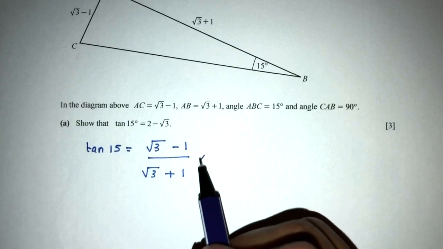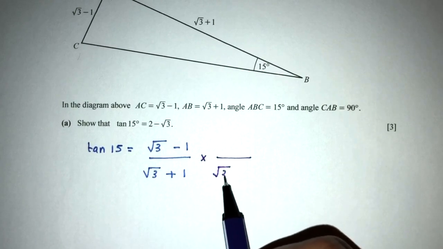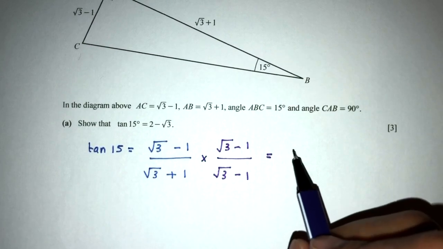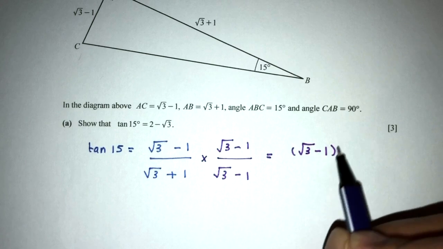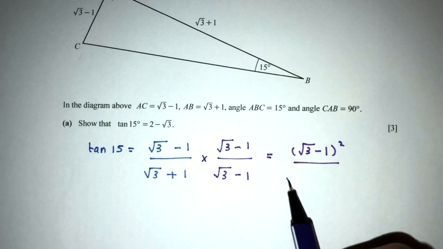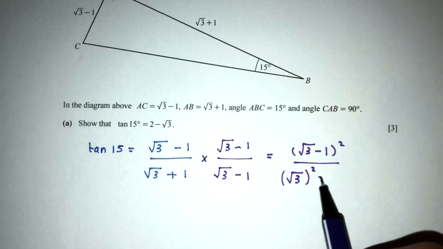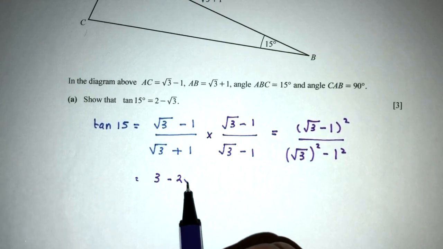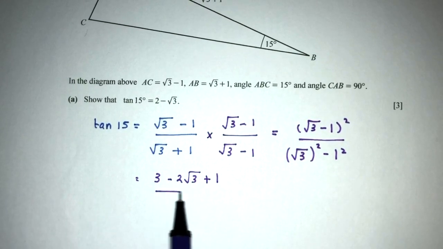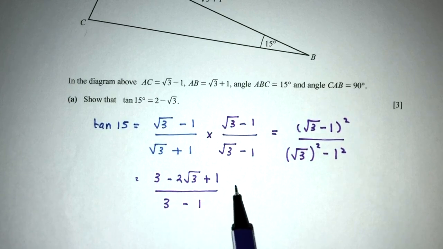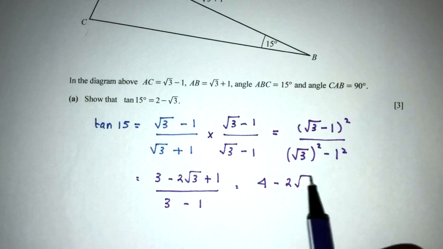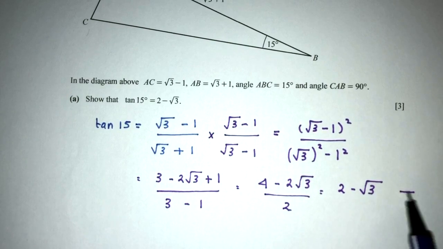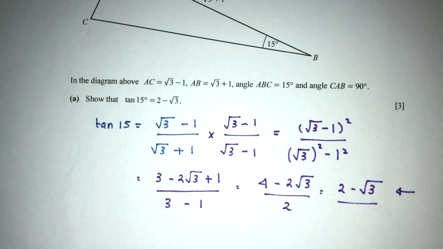Okay, so now let's simplify. Multiply by the conjugate, so root 3 minus 1 over root 3 minus 1. That will give you root 3 minus 1 squared over the denominator. Simplify: that will be 3 minus 2 root 3 plus 1 over the value of 3 minus 1. That will be 4 minus 2 root 3 over 2, and you have 2 minus root 3. And this is shown as required for part A.